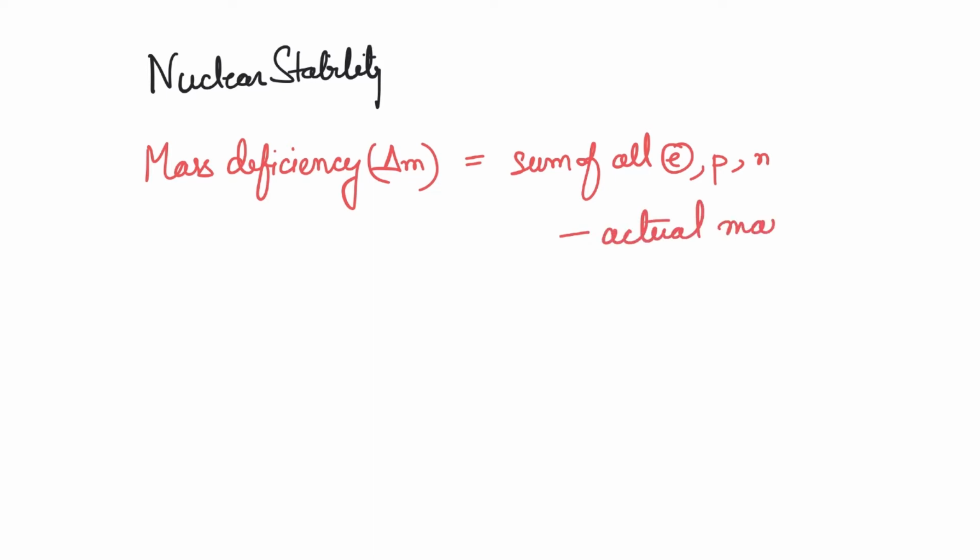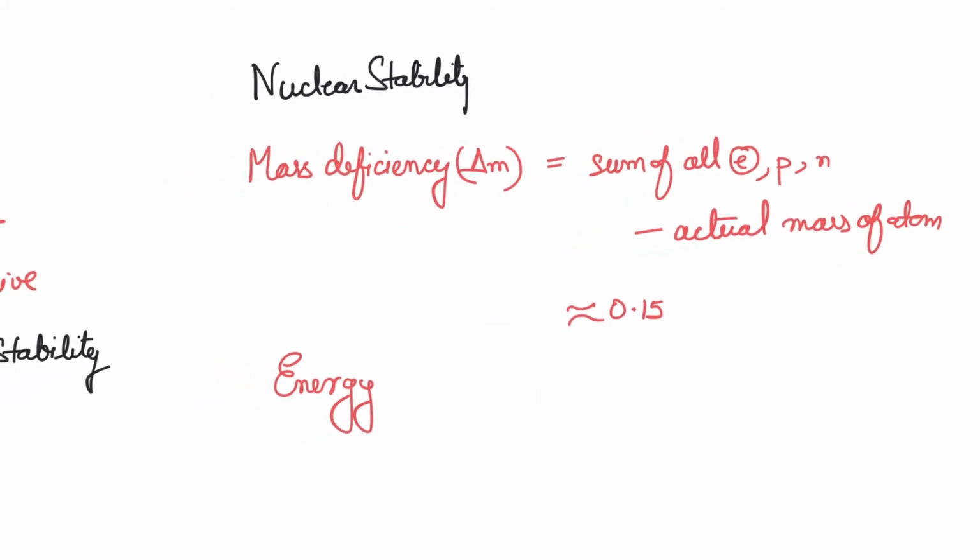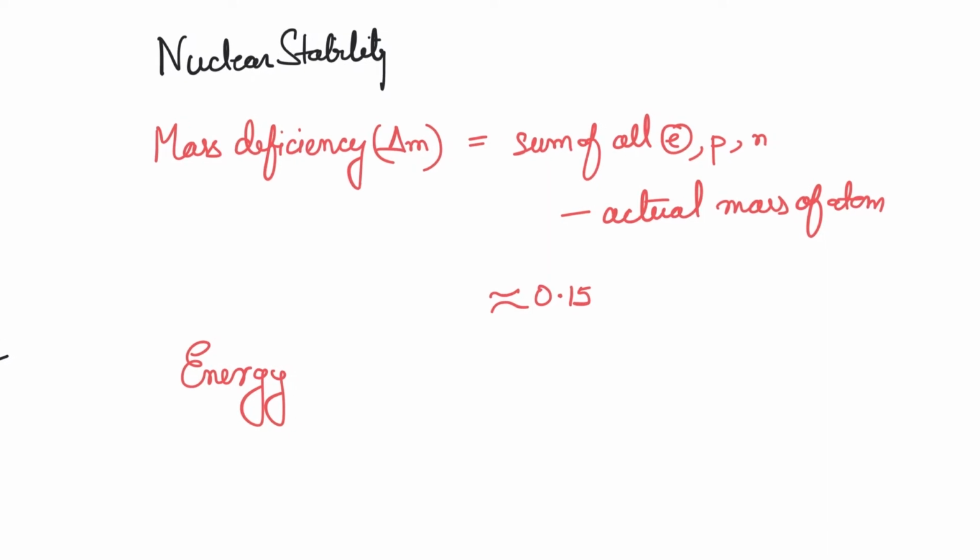Now, what is the energy that might be needed for the same thing? So we calculate a binding energy, which tends to keep neutrons and protons together. The way to calculate binding energy is by calculating the mass deficiency, that is the sum of all electron, proton, and neutron masses, subtracting the actual mass of the atom. The mass deficiency comes to be near about 0.15. As long as there's a mass deficiency in the atom, there will always be energy associated with it, which we call binding energy. This comes from Einstein's famous equation E equals mc squared. In this case, E is delta m c squared.